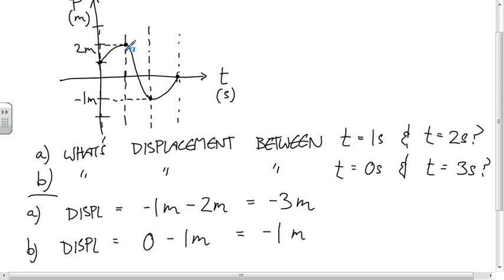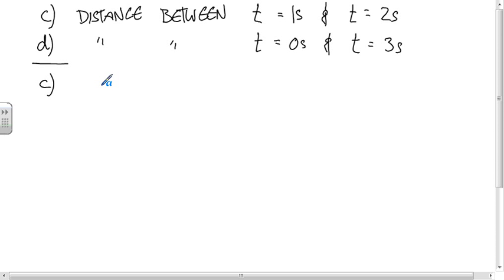So this is a case where there's only one leg of the journey. And so the distance is just going to be the absolute value of the displacement. So the distance is equal to the absolute value of the displacement we already calculated, which was -3. And so you just get 3 meters. We calculated that as part A.